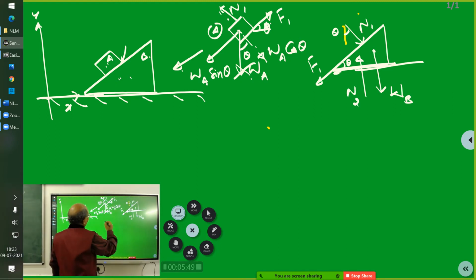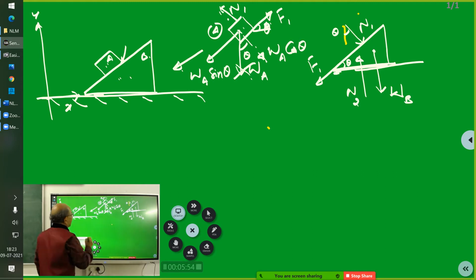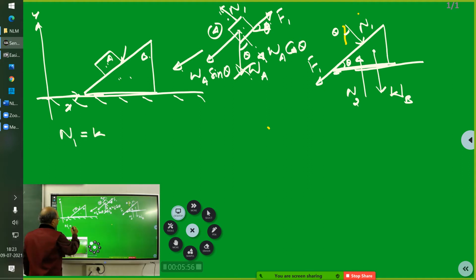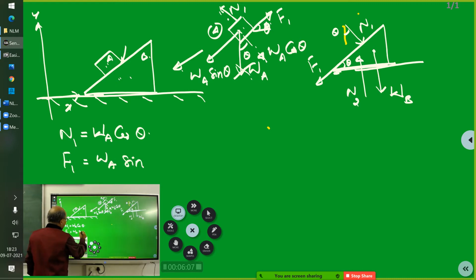So this is it. And since I have told you this is in equilibrium, I have to write N1 is equal to WA cos theta, and F1 will be equal to WA sin theta.